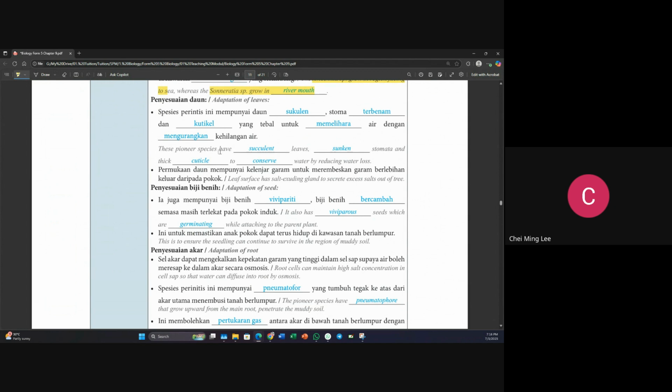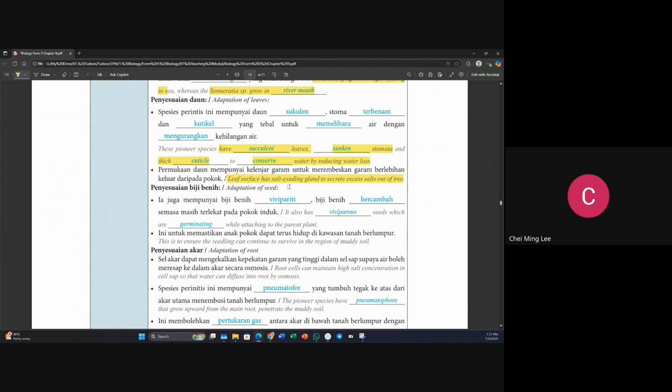Normally, this kind of leaf has succulent leaves, sunken stomata, and a thick cuticle. Why? This is to conserve water by reducing water loss, because the salt concentration is high and the area near the seaside is very dry. So this is to reduce the rate of transpiration. And then the leaf surface has a salt-excluding gland to excrete the excess salt out of the tree.